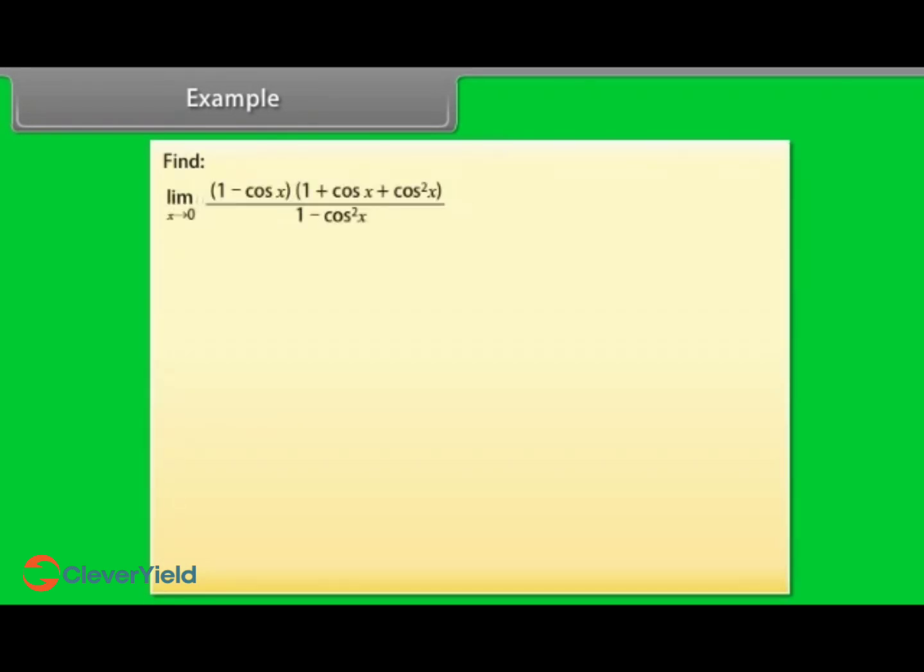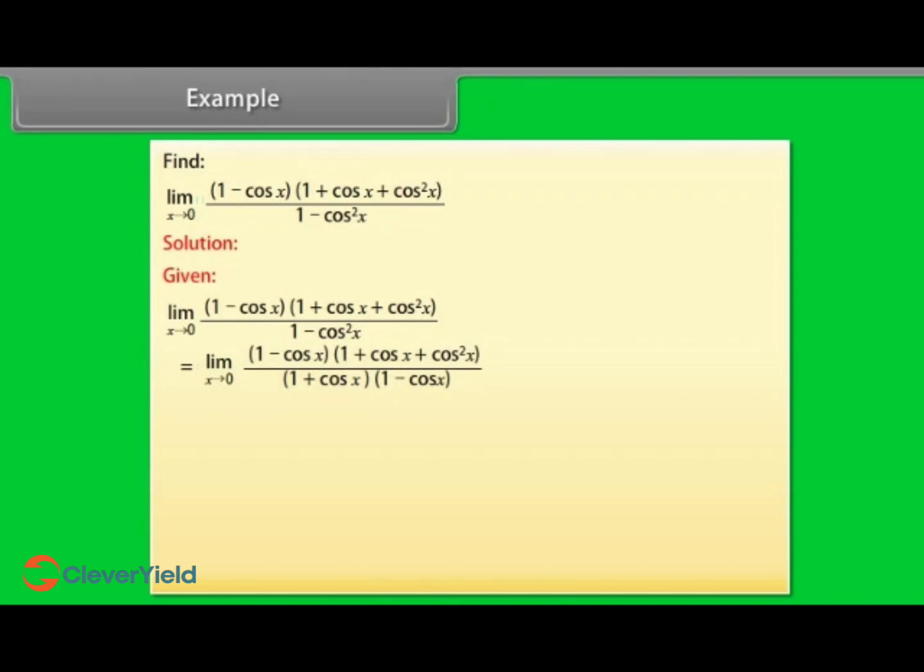Find limit x tends to 0 of (1 − cos x)(1 + cos x + cos² x) divided by (1 − cos² x). Solution. Given limit x tends to 0 of (1 − cos x)(1 + cos x + cos² x) divided by (1 − cos² x), which is equal to limit x tends to 0 of (1 − cos x)(1 + cos x + cos² x) divided by (1 + cos x)(1 − cos x).